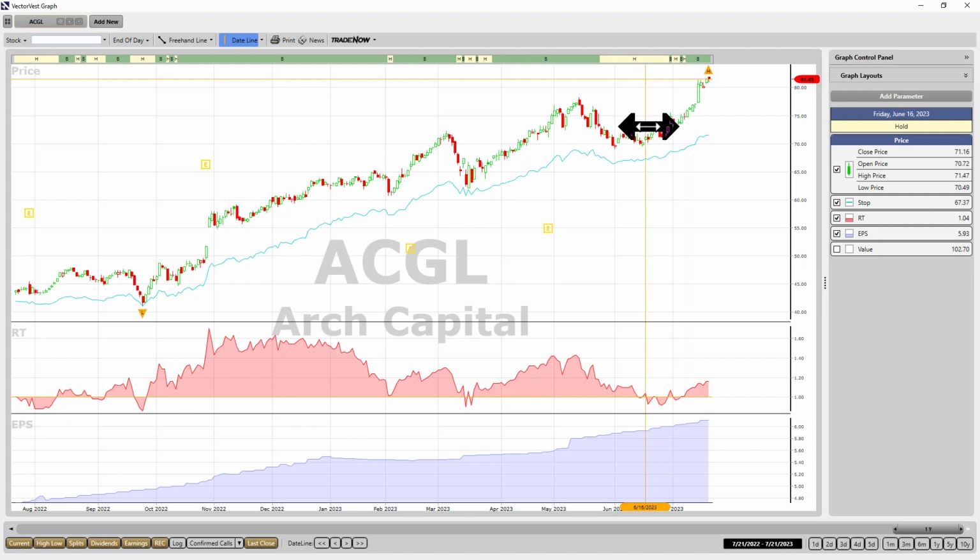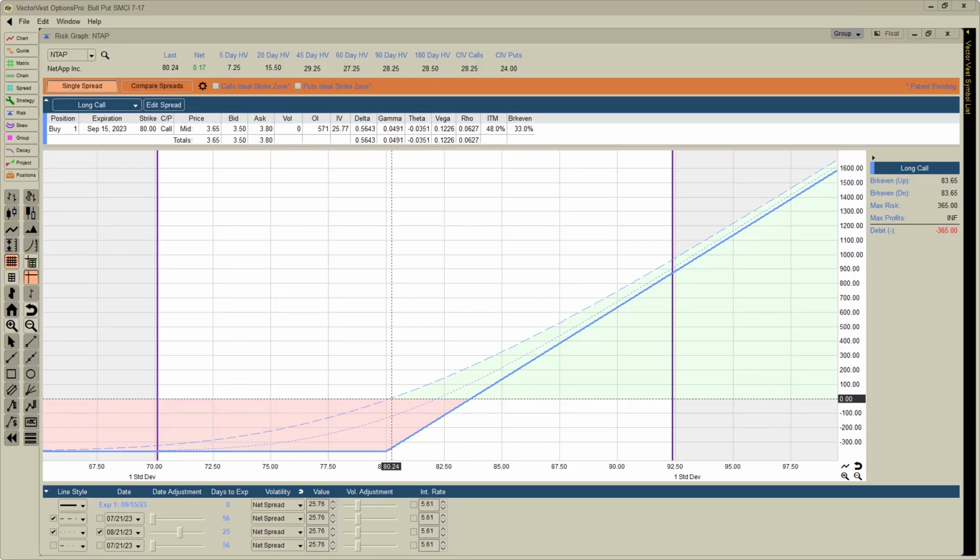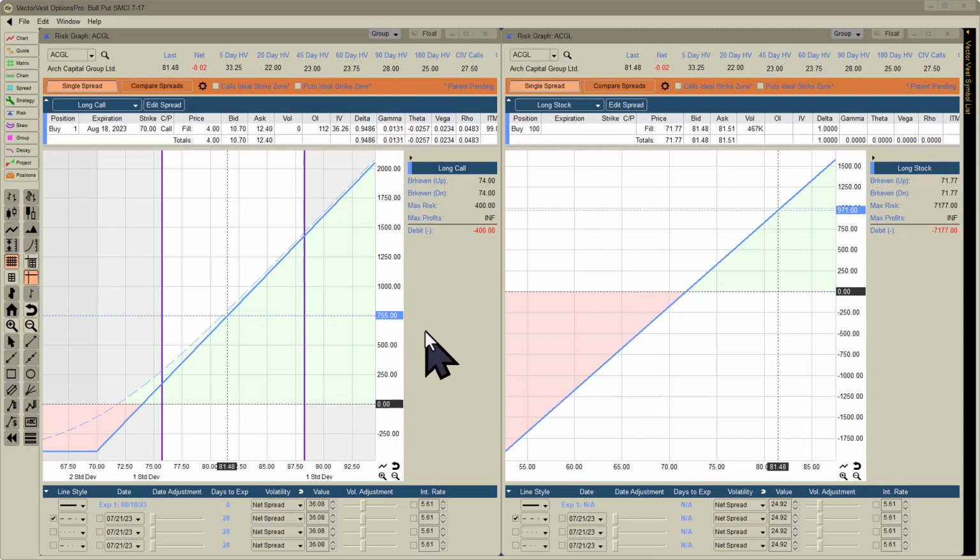okay, RT, not the best, but it's starting to come back up after that retracement. Earnings has been solid this whole time. And again, RT starting to move up. It did have a little bit of a stutter step right there, but nothing serious. Now let's compare two trades. Let's go back to Options Pro, and I have two trades for you.